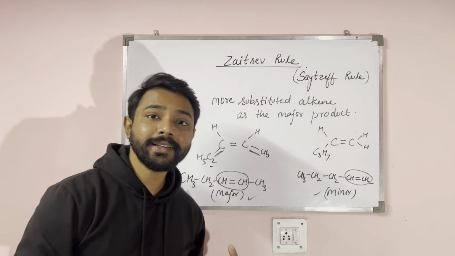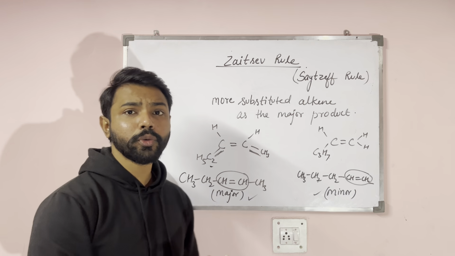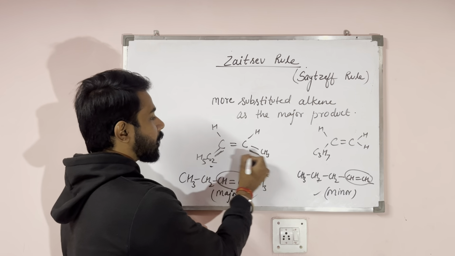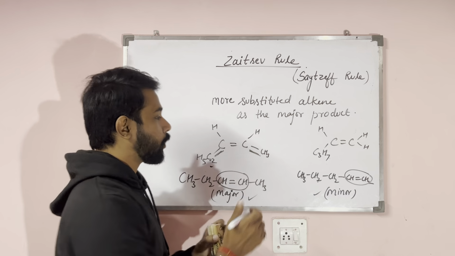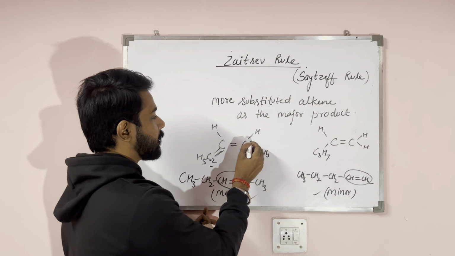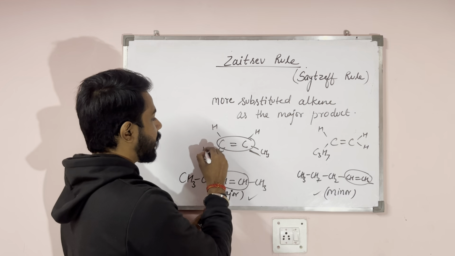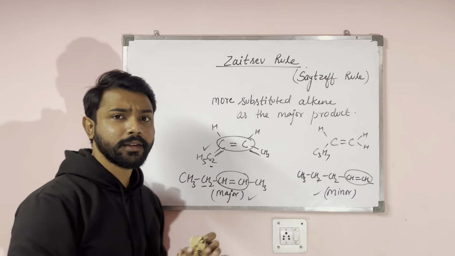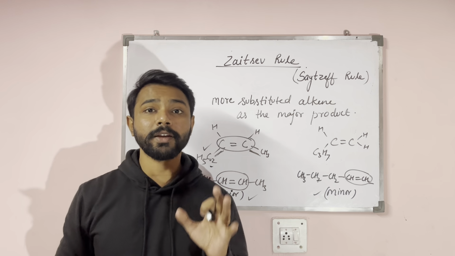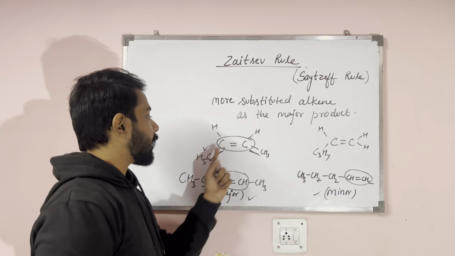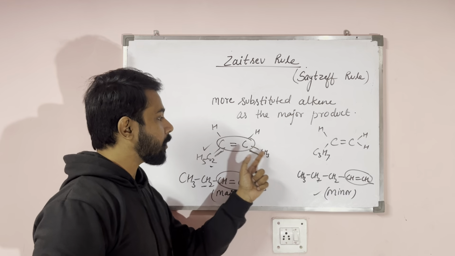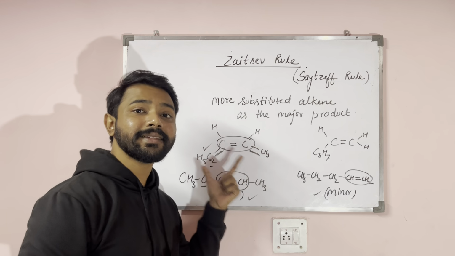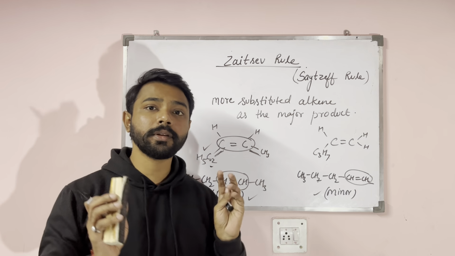Basically there should be more alkyl groups, or a very simple trick I will tell you is that more carbons should be attached to the double bonded carbons. So these are the double bonded carbons. Here one carbon is directly attached. We are not looking at the rest of the chain because I am giving you a trick. So this carbon is attached to carbon, this carbon is attached to carbon, and here these are attached to hydrogen. So in this double bond, two carbons are coming.